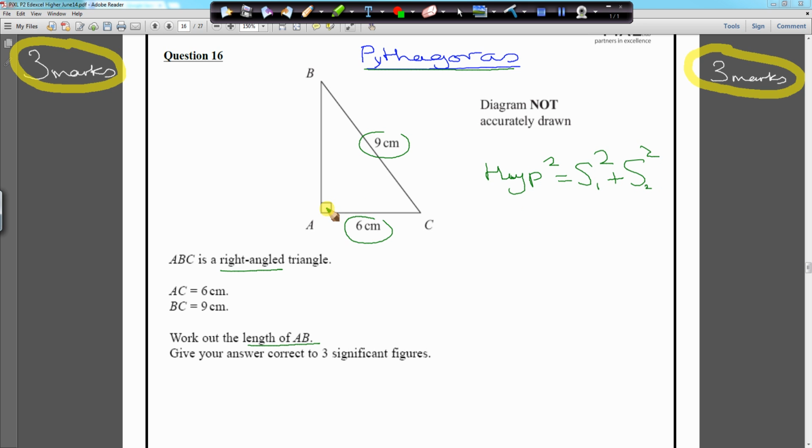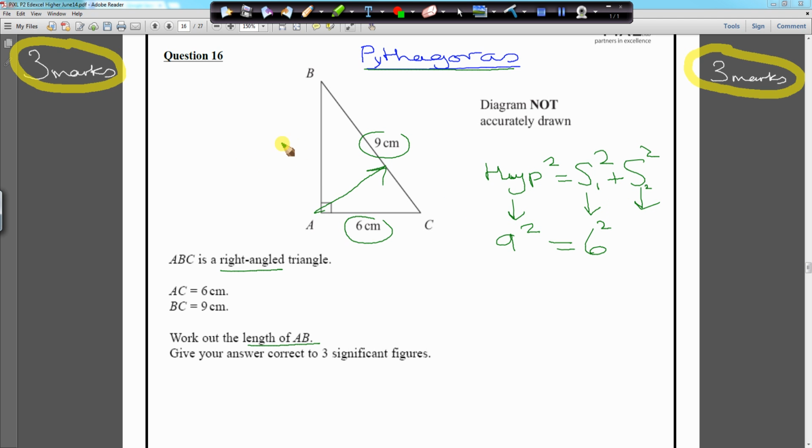Now, let's label up our diagram. This here is our hypotenuse, 9. So we say 9 squared is equal to side 1, and we'll count it as 6. 6 squared. Folks, don't get confused with the little 1 over here. That's just annotation for meaning side 1, side 2. The powers are actually at the top. Please don't get confused.